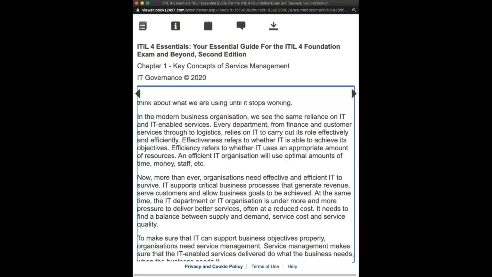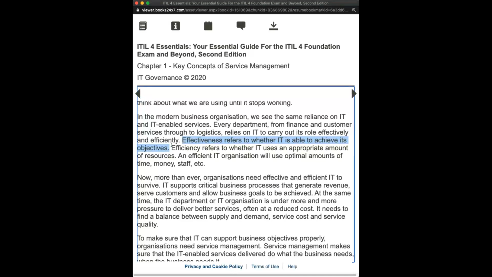Effectiveness refers to whether IT is able to achieve its objectives, right? Efficiency refers to whether IT uses an appropriate amount of resources. So the objective is sometimes pretty easy. Did it resolve, right? Was IT able to commit to that objective?